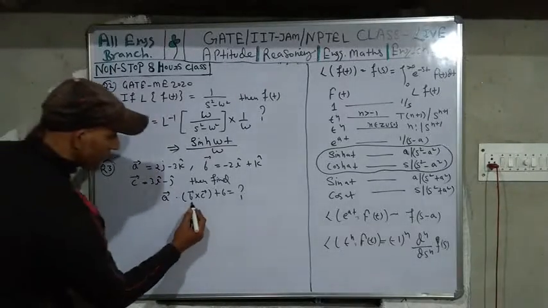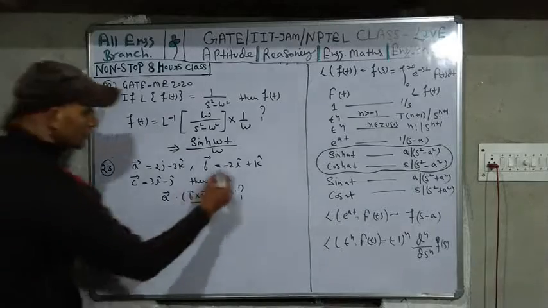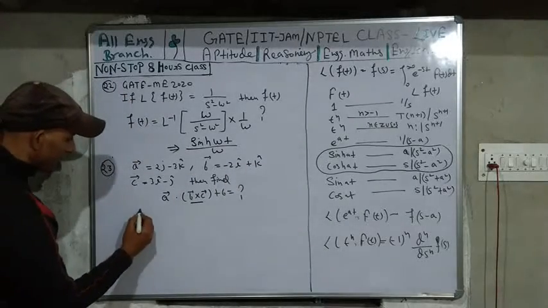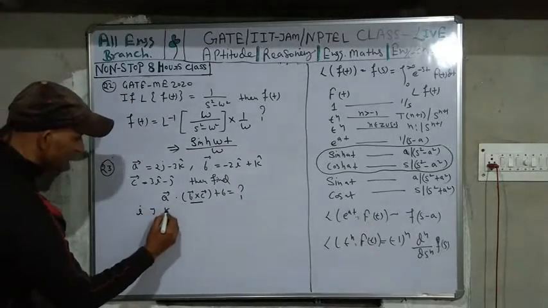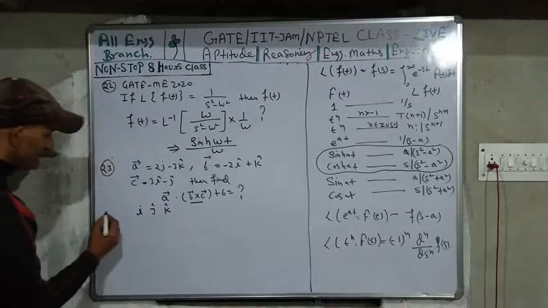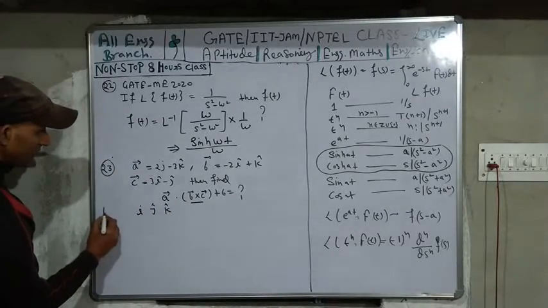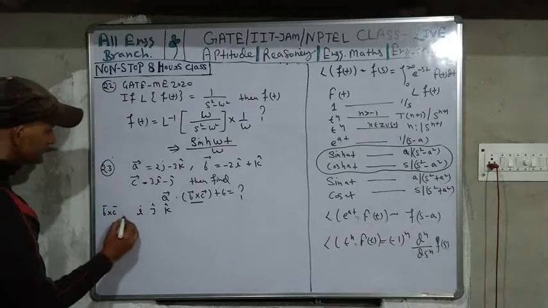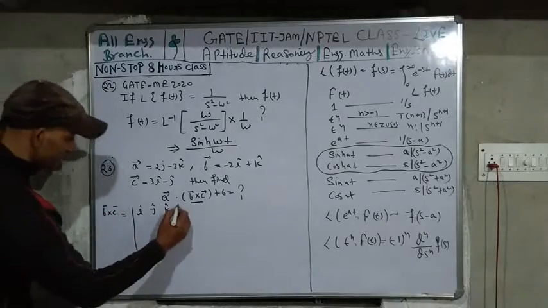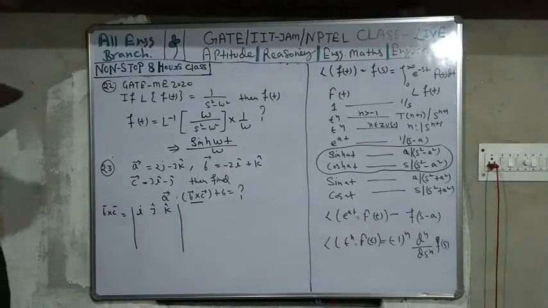So at first you will find b cross c. For b cross c, at first you will write i, j and k, these are the unit vectors. We are finding b cross c is equal to, this is the way to find the cross product.